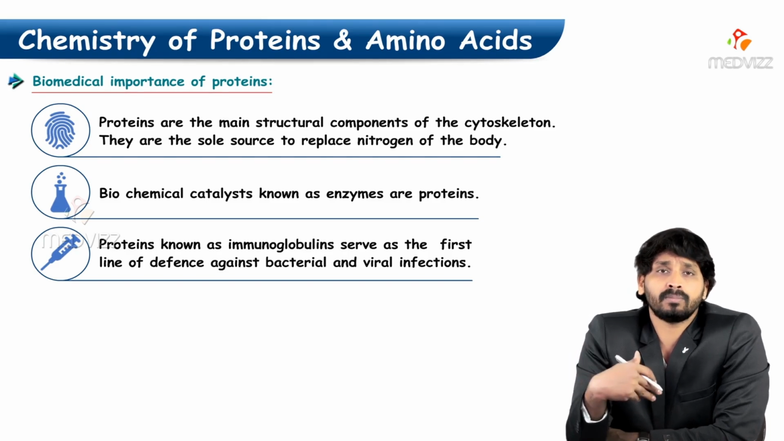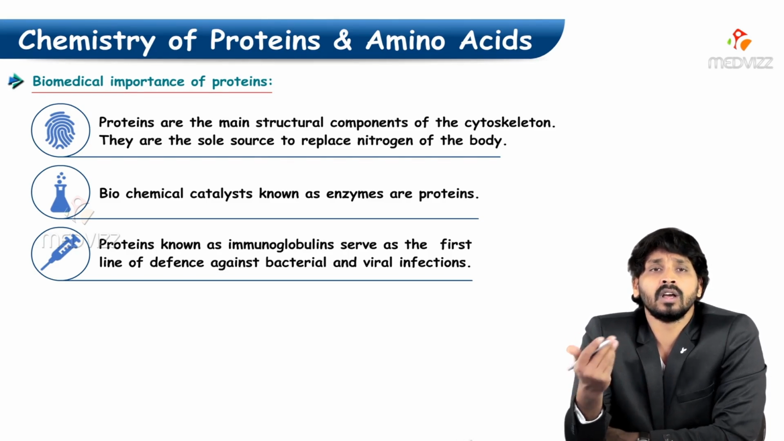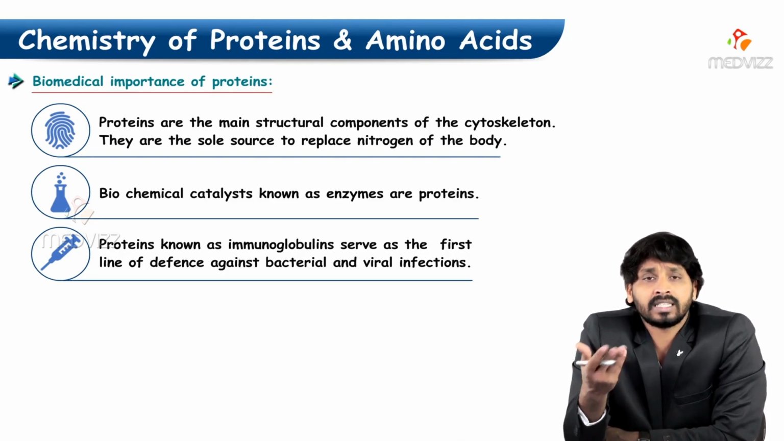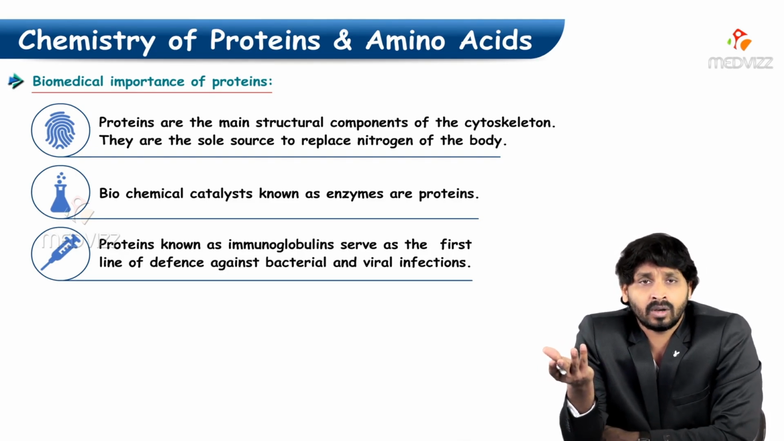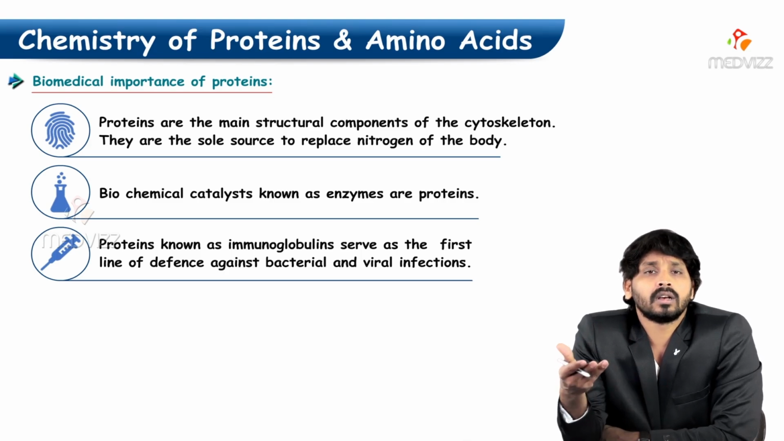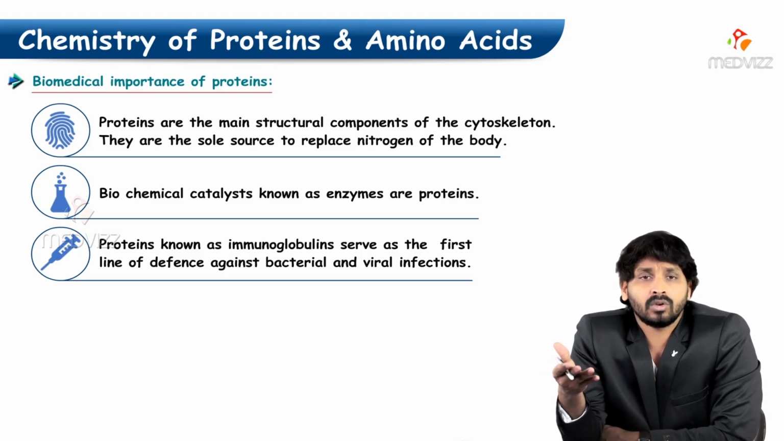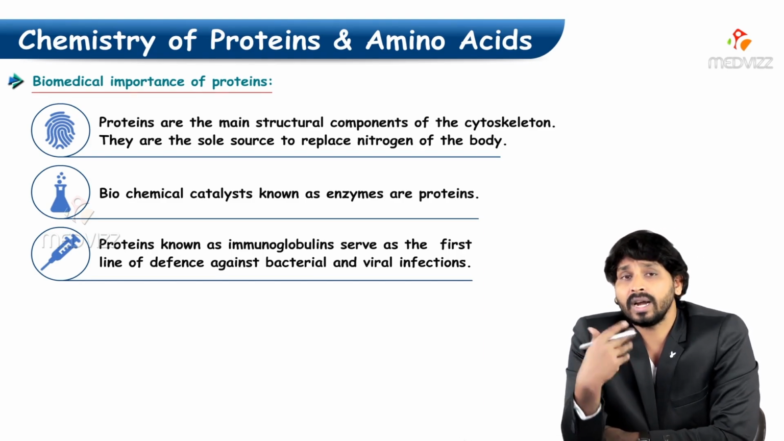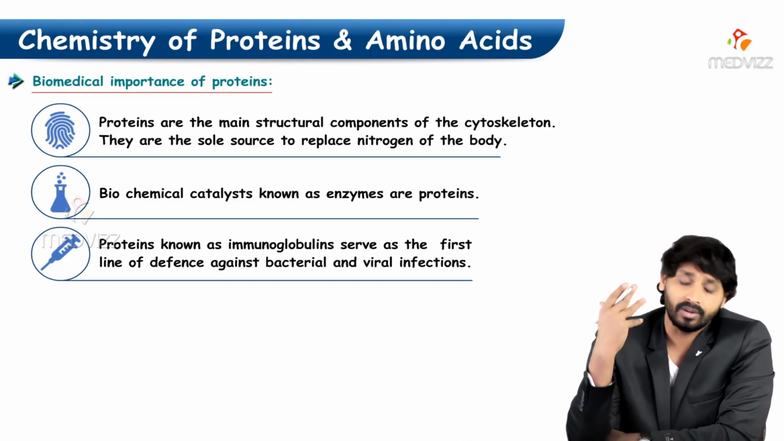Whenever any foreign particle, bacteria or virus attacks, our body tries to produce antibodies. They are immunoglobulins: IgG, IgA, IgM. All these belong to the category of proteins. So proteins play a major role in immunity, and they fight against bacterial and viral infections.